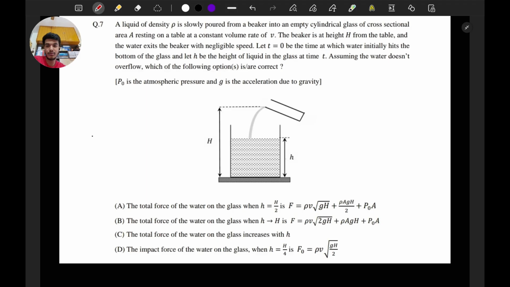Assuming the water doesn't overflow, which of the following options is correct? P0 is the atmospheric pressure and g is the acceleration due to gravity. Okay, so initially conditions have been given here that v, the speed of the fluid, at the topmost point, the beaker is moving with negligible speed. So v equal to 0.